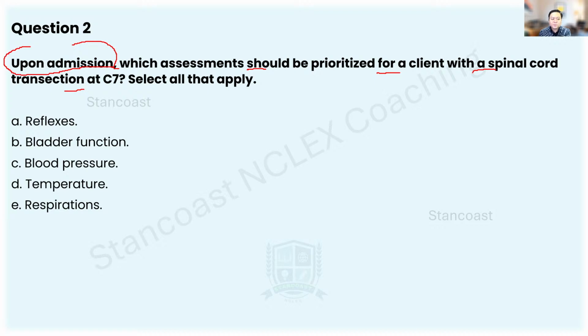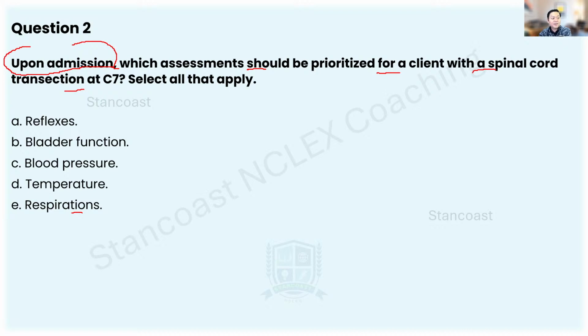Okay. While I'm waiting for your answers, let me try to eliminate stuff here. Let's have letter E. What is in letter E? Respirations. What do you think about respirations? Is this a critical assessment in level C7? I'm seeing Anita answering B, C, D, E. Let's take a look at respirations.